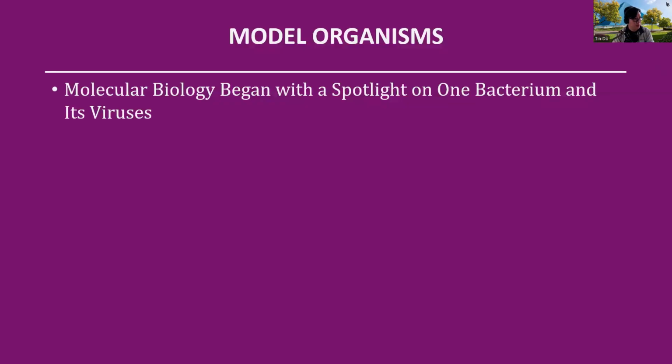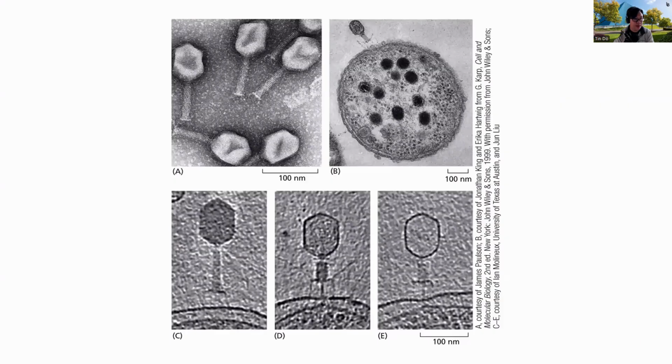Okay. Molecular biology began with a spotlight on a bacterium and its virus. Again, this is a very famous structure where we see the virus shape. You have the shell that holds the viral DNA, so the viral DNA will be found in here. And then you have the landing mechanism and the insertion mechanism down here. I forgot the name off the top of my head. I haven't taken virology in a super long time, but this is one of the famous structures.